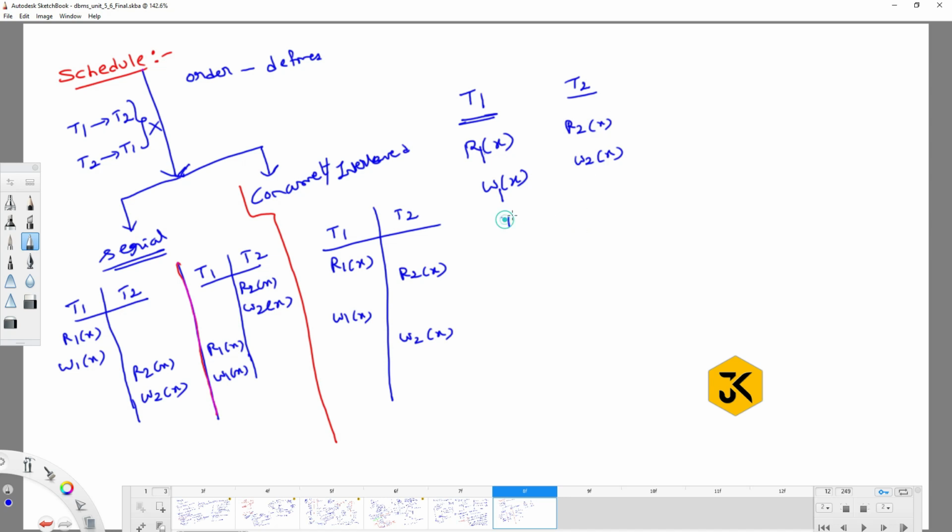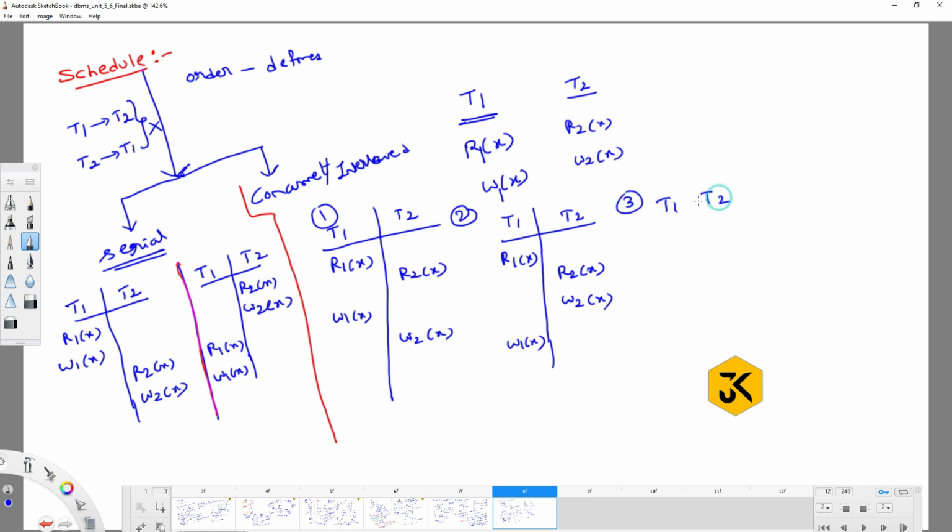If I take one more way of executing transactions T1 and T2: R1 of X, R2 of X, and then W2 of X, then W1 of X. Is this scenario possible? Yes, there is a chance of this scenario in concurrent execution. What might be another possibility? Like this, how many possibilities are there, only with respect to concurrent execution? Don't worry about the serial execution.